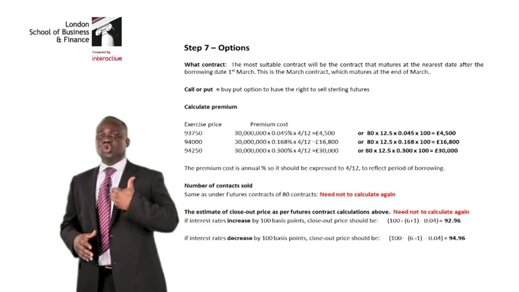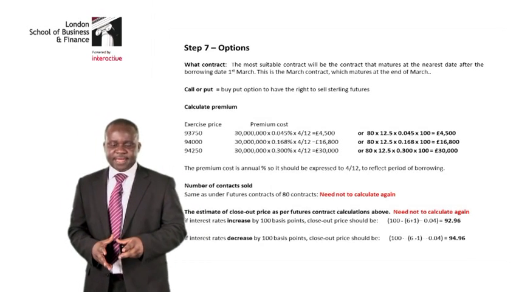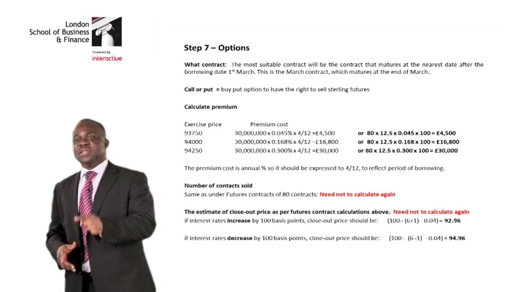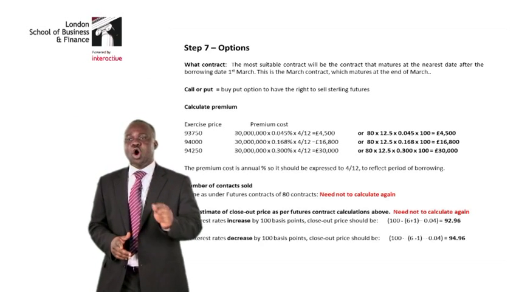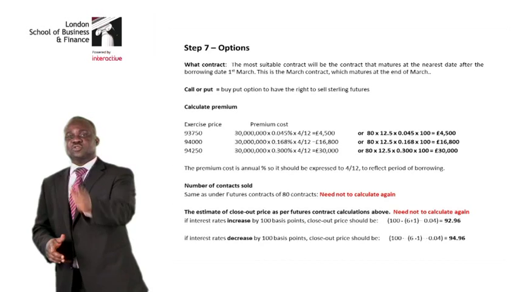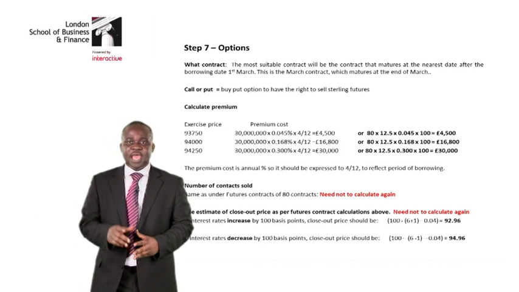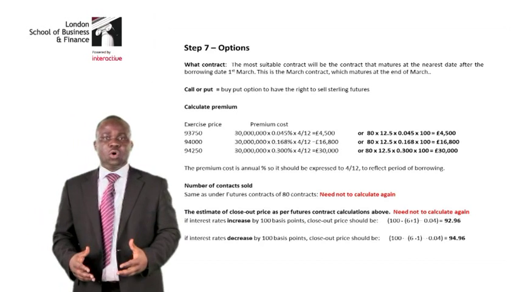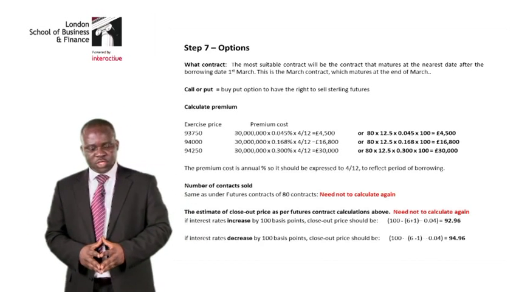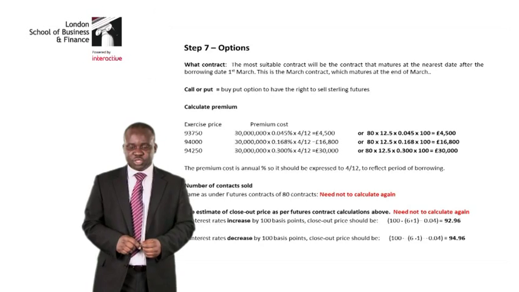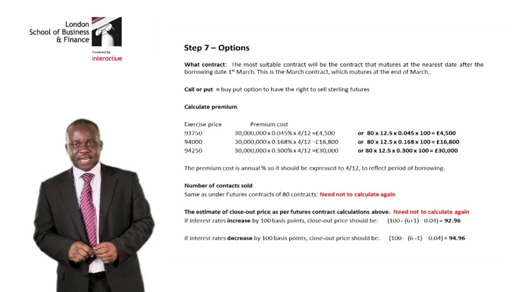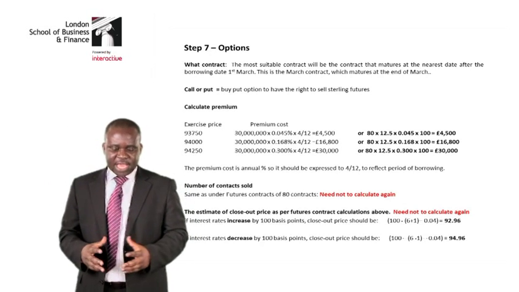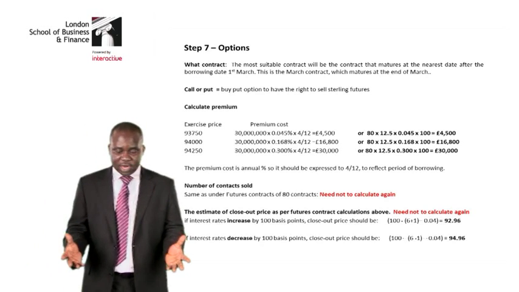Therefore, if we sold a futures contract, then we need the option on that futures. So we need the option that will give us the right to sell the futures contract. And therefore, the option that will give the right to sell is what is called the put option. So we have to buy a put option to have the right to sell the sterling futures contract. We calculated the number of contracts.